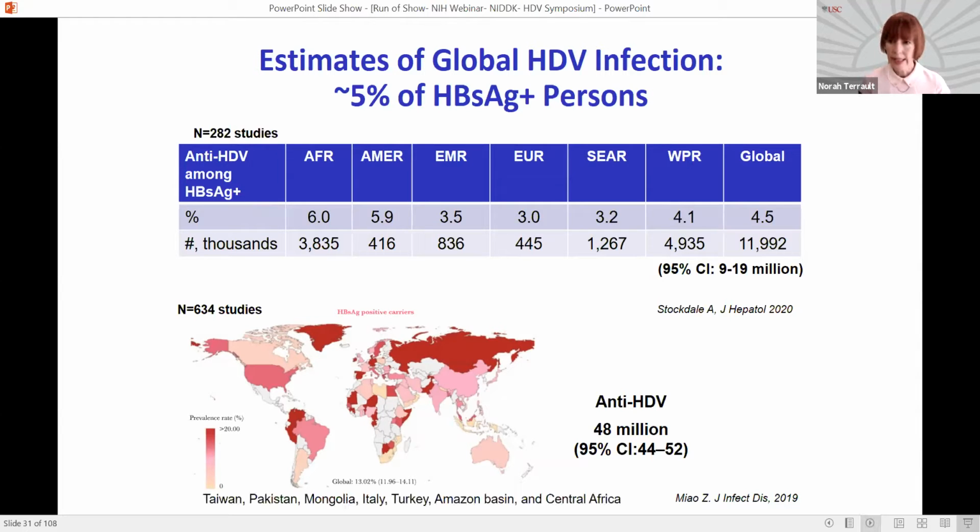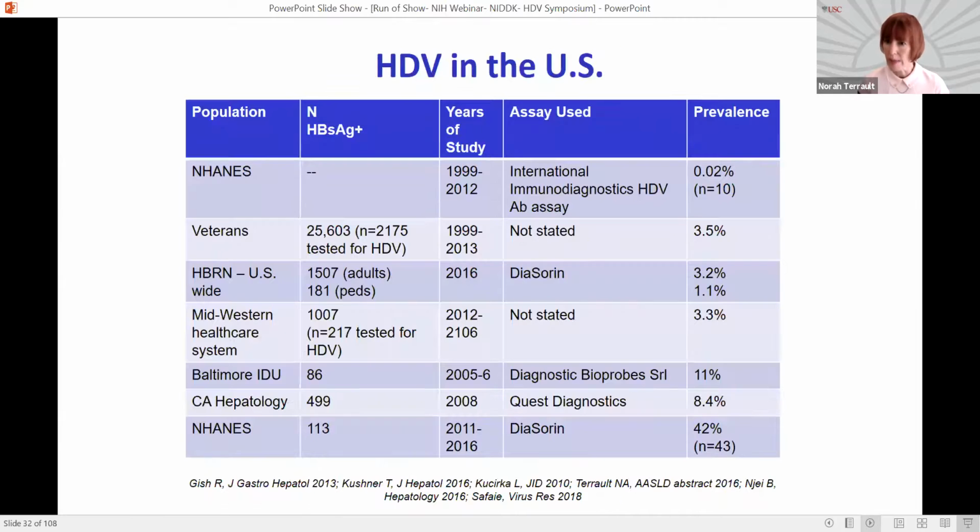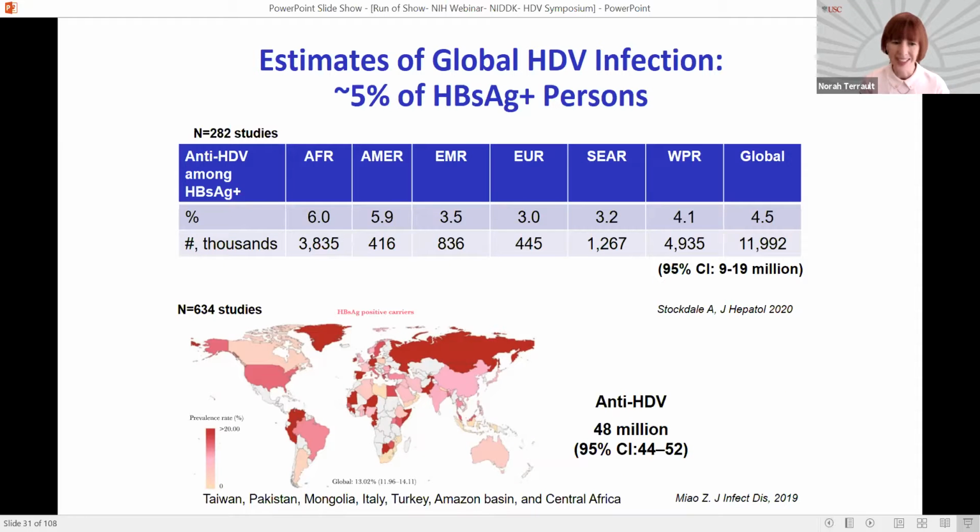But it is clear from the available data that there are some hotspots, and those would be Taiwan, Pakistan, Mongolia, historically Italy, although less so now, Turkey, the Amazon basin, and Central Africa. These are areas where there seems to be really high representation of individuals who have Delta co-infection.